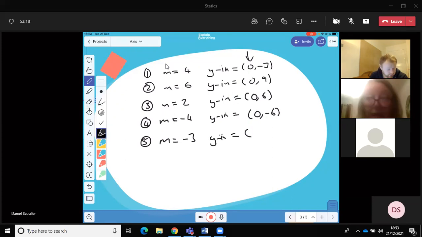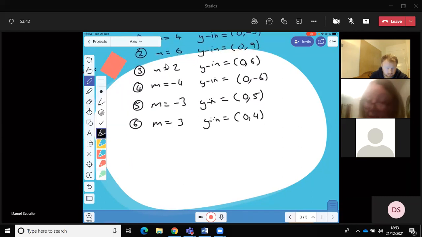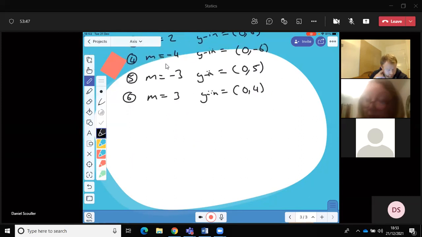Y-intercept, what have I got? 5, minus 3. Okay, 6 is a wee bit more difficult. Okay, so the answer is m equals 3, y-intercept equals 0 and 4. Is everyone comfortable with that? Okay.